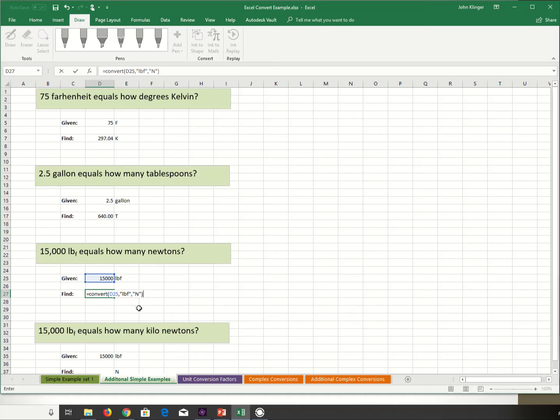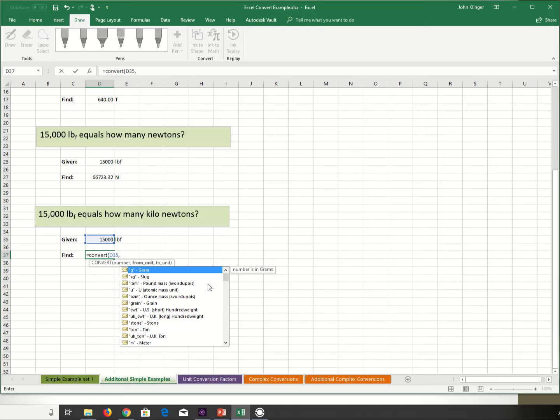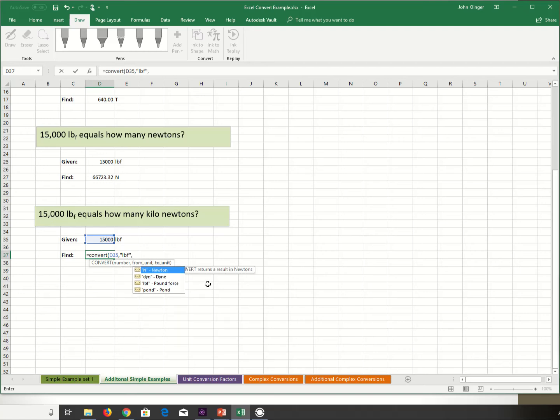Newtons is the force in SI units. All right. And now we're going to do kilonewtons. Same thing, but we're going to do kilonewtons. Here's our number, comma, and we were going from LBF to kilonewtons. Small k, capital N. Enter. So there we go. There's our kilonewtons.